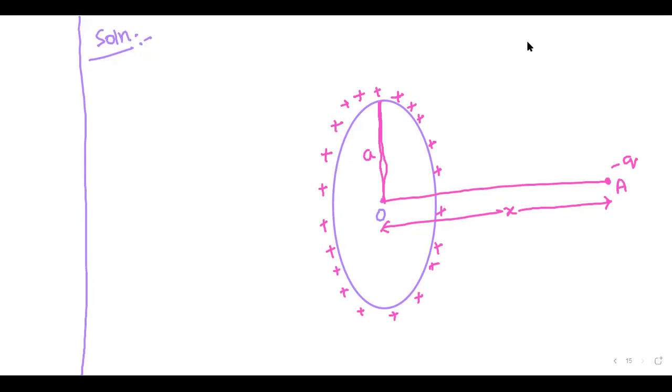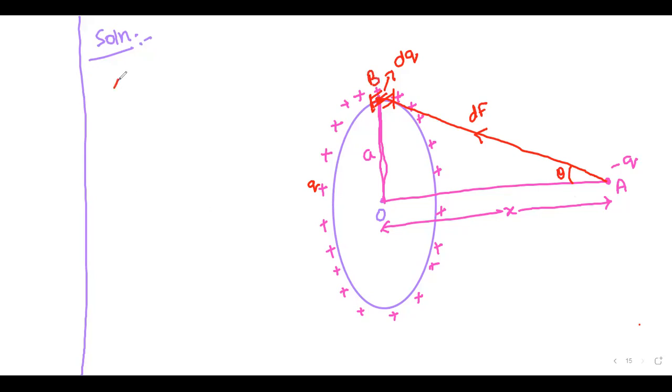Now here, I am considering an infinitesimal small element having a charge dq. With respect to this small charge, I am finding how much force is acting. With respect to the small element we have a force dF, and it makes an angle theta here. Let us consider this point as B.